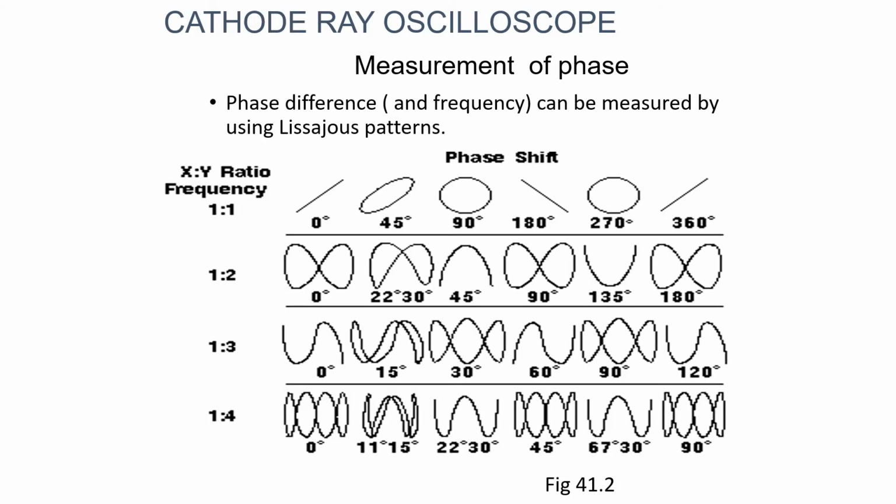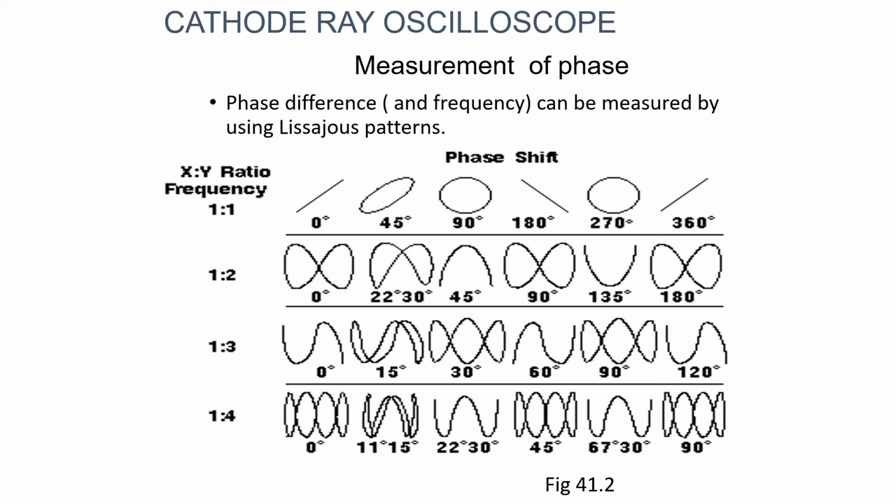So using Lissajous figures also, we can measure the phase difference. The CRO can be used to determine the phase difference between two AC signals of the same frequency using Lissajous figures. If you want to measure the phase difference using Lissajous figures, you should keep the CRO in XY mode.